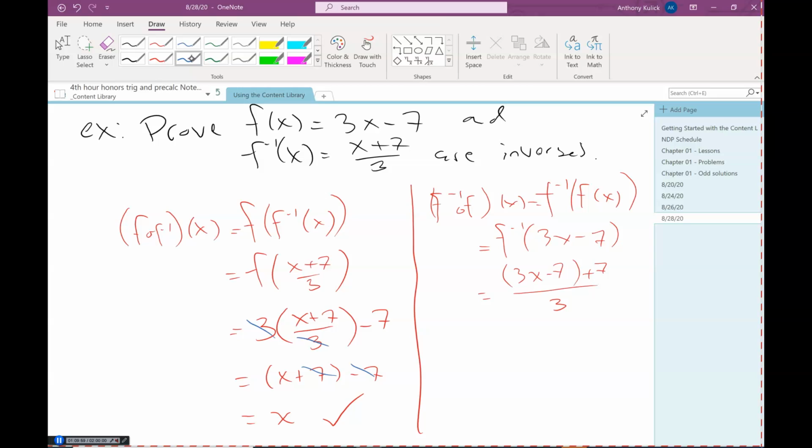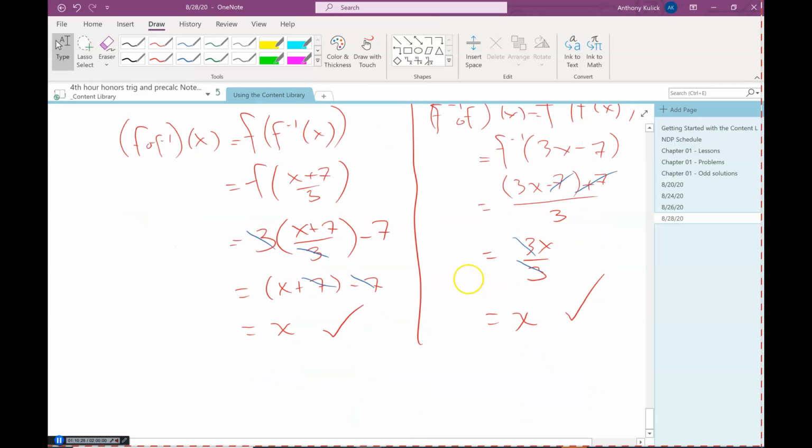Everybody okay there with the composition? Now I notice there's no real reason that parenthesis needs to be there. So the negative 7 and the positive 7 cancel each other out. And then the times 3 and divides by 3 cancel each other out. And I'm left with just x, which is what I need. So we're done. And I'm done, and you're done, and everybody's done.